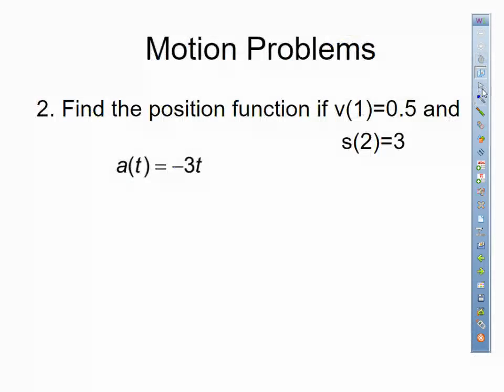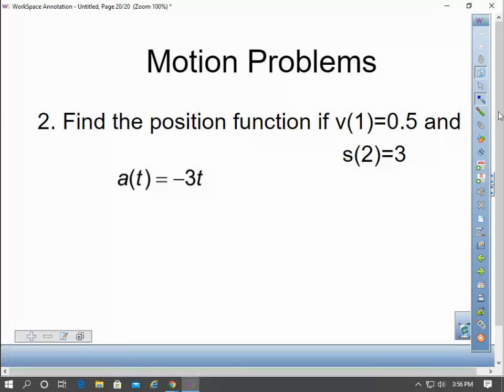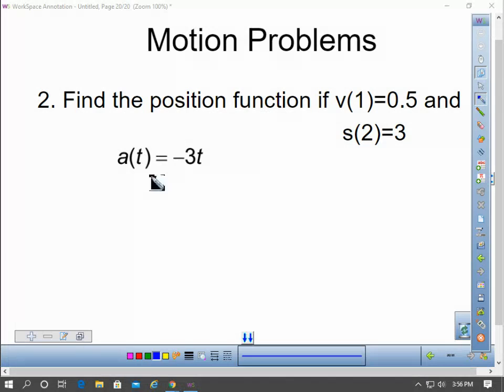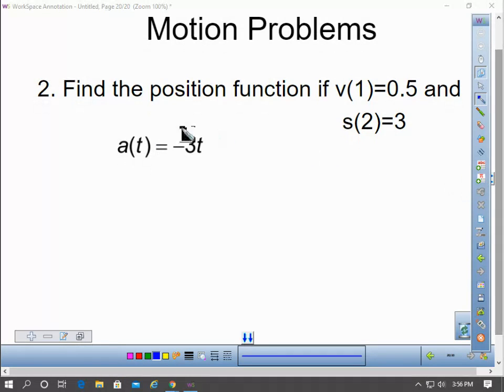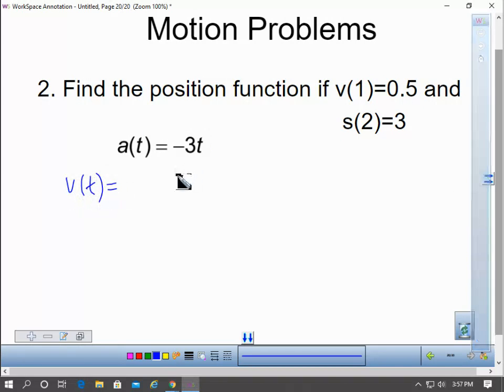All right, number 2, same thing here. Find the position if you know the acceleration. So this time I've got to do it twice because I have to integrate the acceleration to find the velocity. So that would be negative 3t squared over 2 plus c, just doing the antiderivative. And then I'm going to use my initial condition to solve for c.